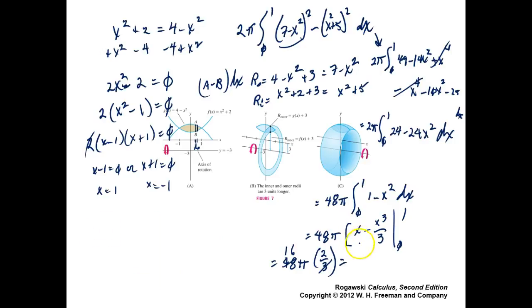16 times 2 is? 32 pi. Okay, that should be the volume of that wedding ring. Okay, let's see what they got. Oh, there it is. Yeah, 32 pi. They got it too. Good. See how that works? Okay.